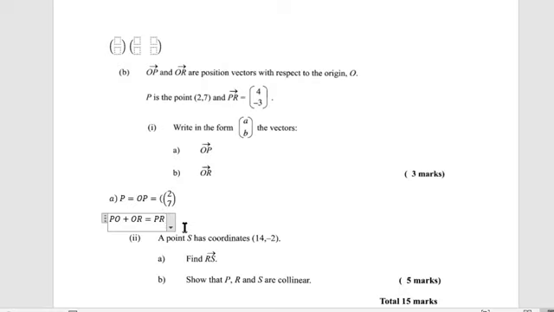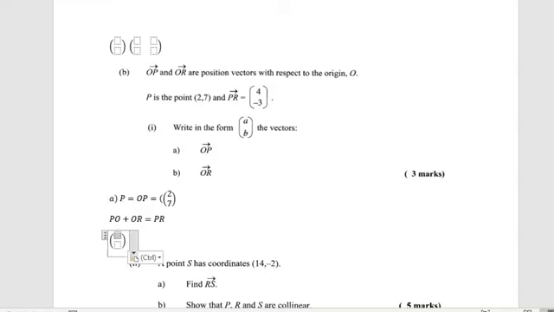So we know what OP is, so PO is just the flip of that. The signs are basically changing on the vector OP. So what we will have is -2, -7, because it's just the flip of it, plus OR, which we're calling A and B, and that is equal to PR, which the question gave us as 4, -3. And now we're just going to solve for A and B.